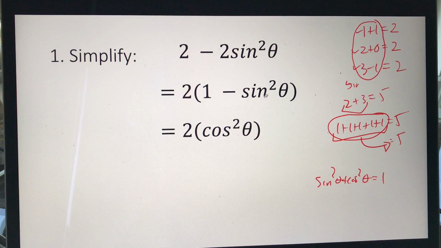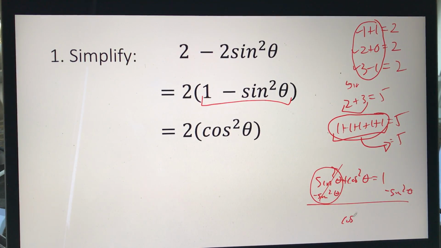Well, here I have 1 minus sine squared theta on both sides. If I subtract sine squared theta here and sine squared theta here, and draw my line, sine squared theta minus sine squared theta is 0. That leaves me with cos squared theta equals 1 minus sine squared theta.